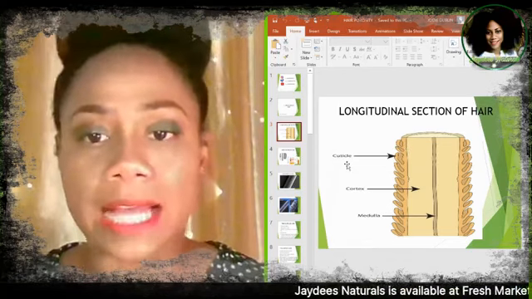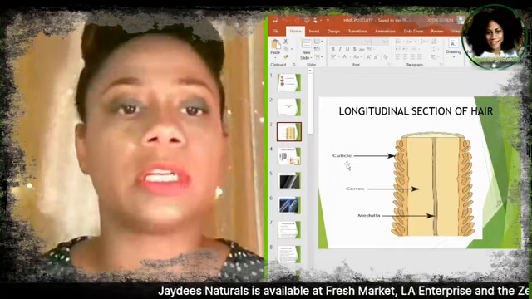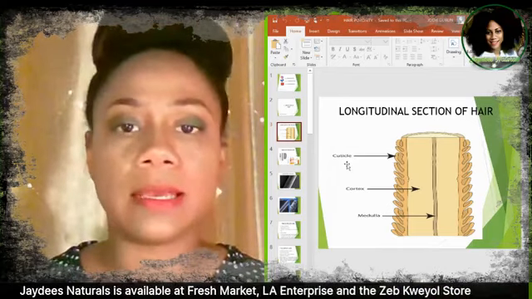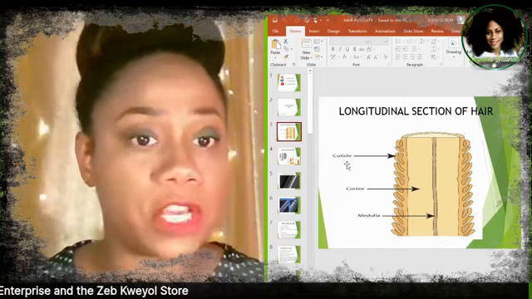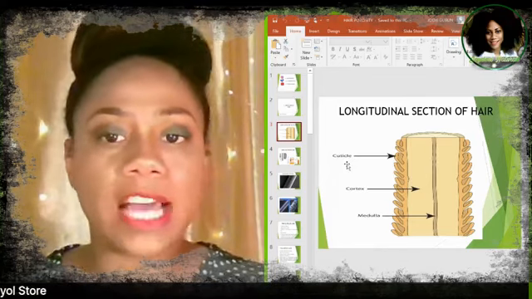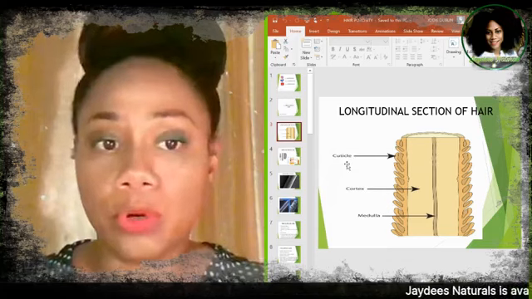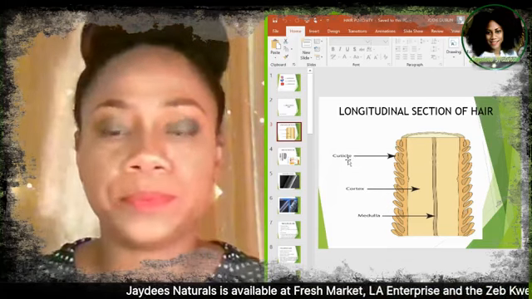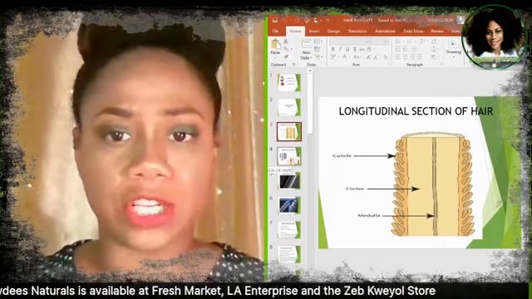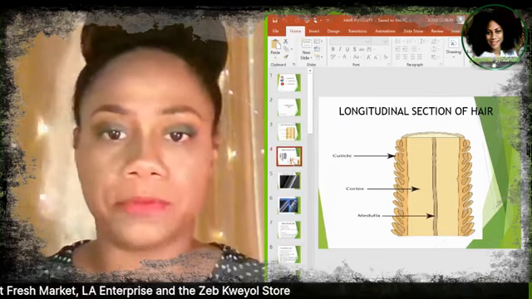And over all that is the cuticle. Now, the cuticle is not just one mass. It is different shingle-like layers, just like scales along a fish or like a snake. They are shingle-like layers that can move, they can open, they can close, like a kind of flapping motion. All right? So that is a section of our hair, what it is made up of.